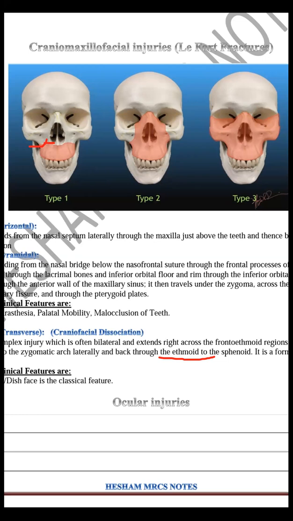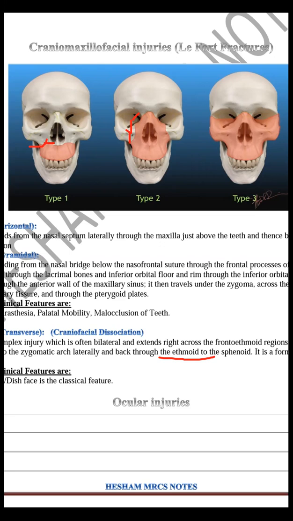And this is type 2, which is called the pyramidal type, which started from the frontonasal ridge, then through the lacrimal bone, then through the infraorbital bone, then passes through the maxilla, and it usually involves the pterygoid plate. Again, from the frontonasal suture, then the lacrimal bone, then the infraorbital margin or floor, then the infraorbital foramen, then through the zygoma and maxilla till it reaches the pterygoid.